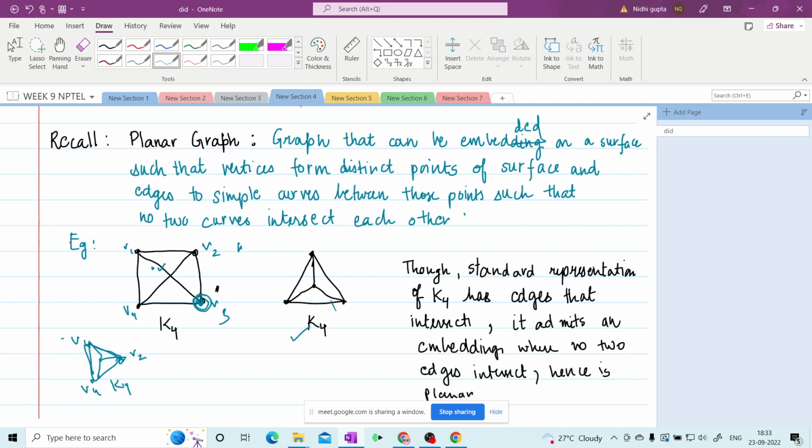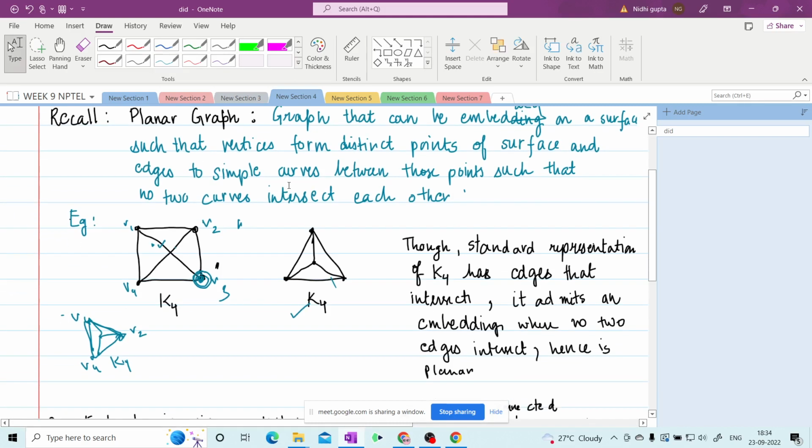So the point is that a planar graph may have a representation which has edges that are intersecting, but that does not imply that the graph cannot be planar. So for a graph to be planar, we require one embedding. Even if we can find one embedding where no two edges are intersecting, then we are done. So this is a planar graph.